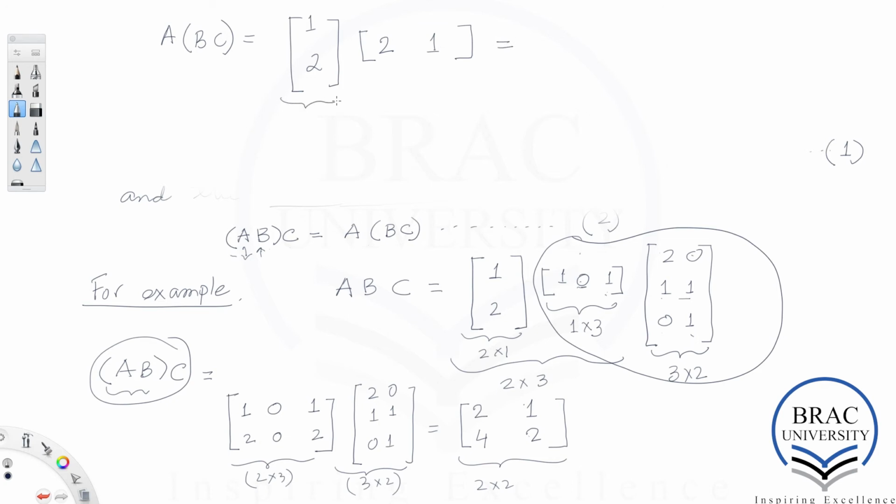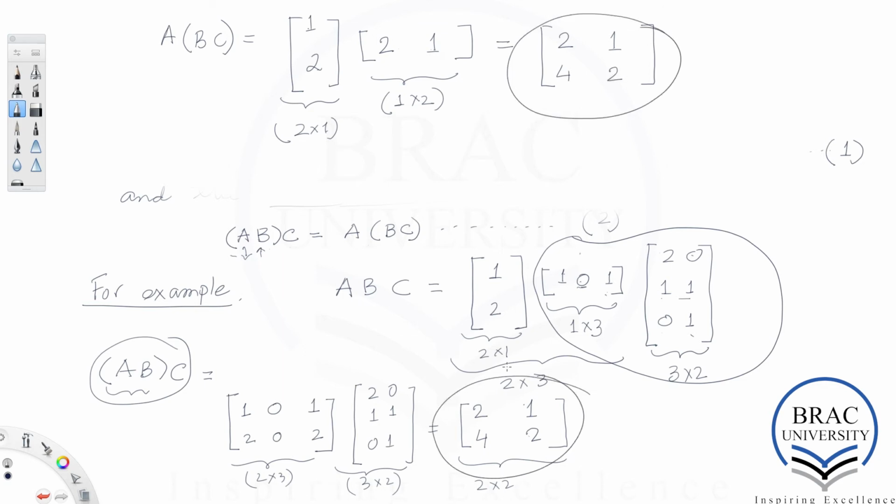Okay, so this is a 2 times 1 matrix, and this is a 1 times 2 matrix. So what do you expect? You expect a 2 times 2 matrix, so there will be 4 entries. So the first entry is going to be 2 here, then you have 1 here, 1 gets multiplied with 1 to result in 1. Then you have 4, and finally you have 2. You get that this matrix is the same as this matrix, which verifies that the associative law holds. Okay, good. Now scalar multiplication.